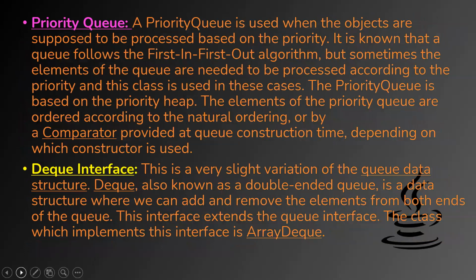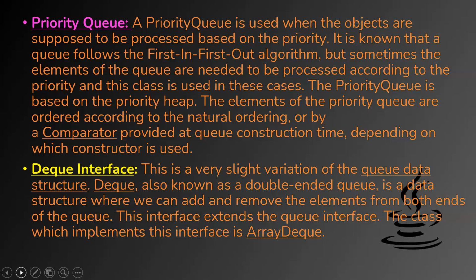PriorityQueue. A PriorityQueue is used when objects are supposed to be processed based on priority. It is known that a queue follows the first in first out algorithm, but sometimes elements of the queue need to be processed according to priority, and this class is used in these cases. PriorityQueue is based on the priority heap. The elements of the PriorityQueue are ordered according to their natural ordering, or by a comparator provided at queue construction time, depending on which constructor is used.